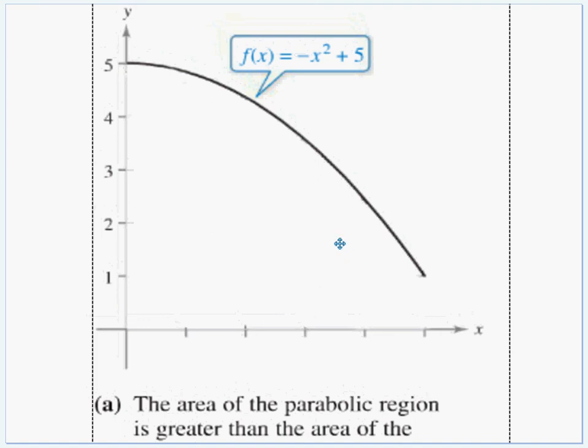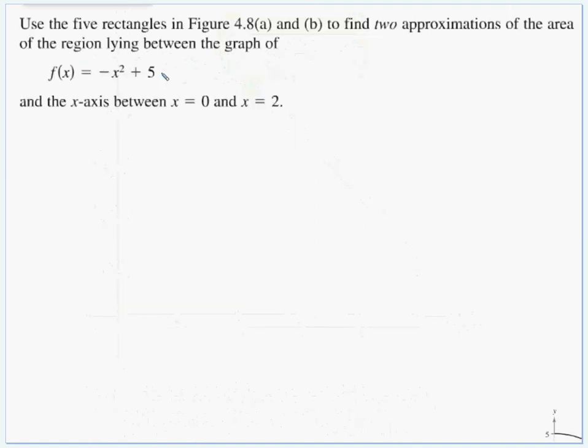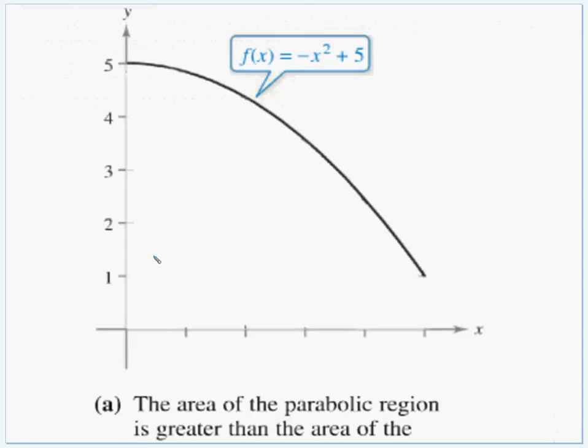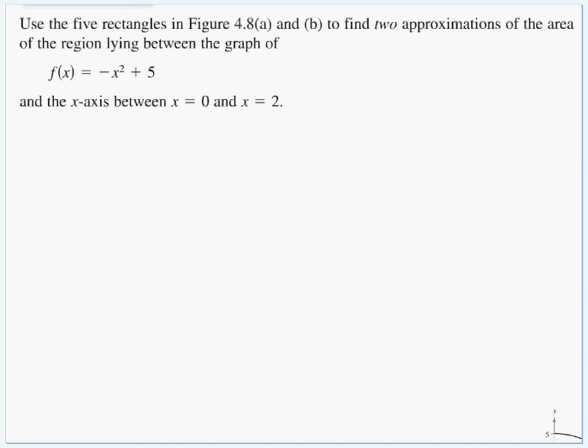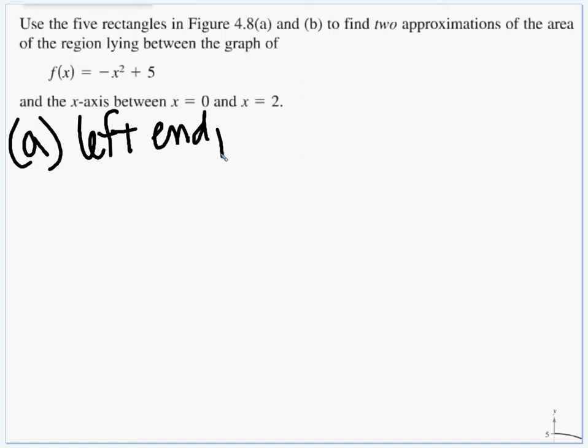Okay, now it says here, let me go back to the setup. We're going to go from 0 to 2. So here is x is 0. This out here is going to be x is 2. So that's 1, 2, 3, 4, 5. We've got 5 rectangles that we're going to bust this up into. And let me say here for the first one, for letter A, we're going to do the left endpoints.